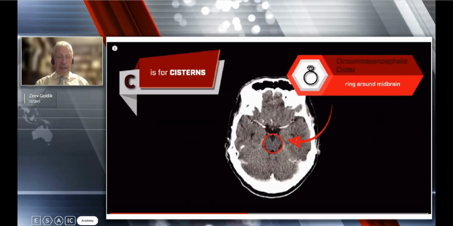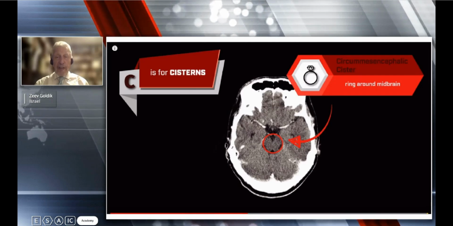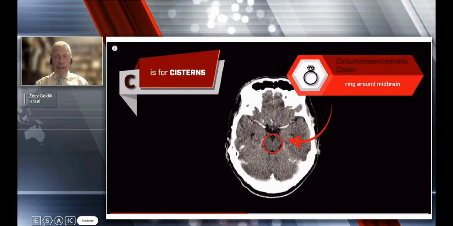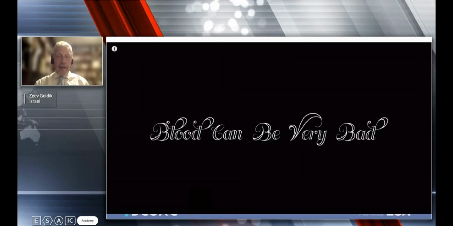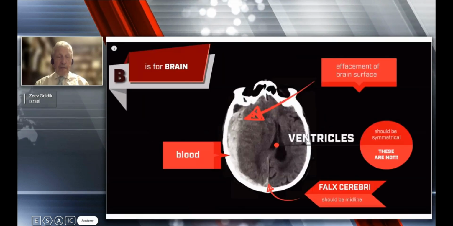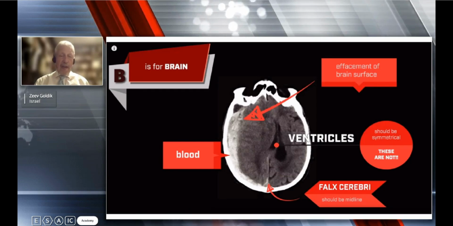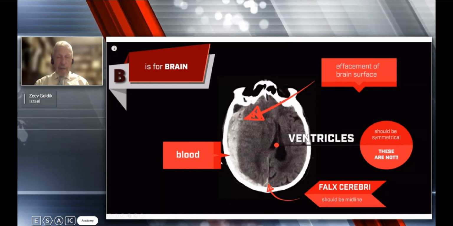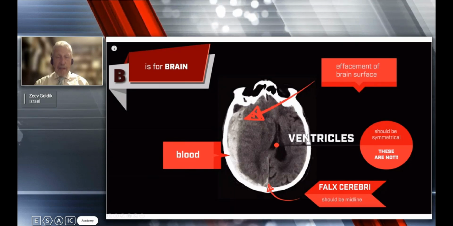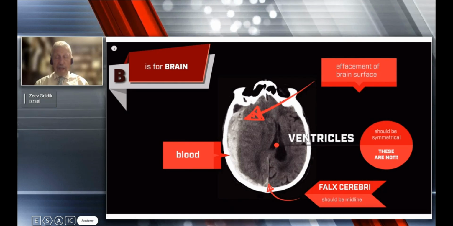C is for cisterns. We have to look, for instance, in this case, at the ring around the midbrain, which is the circummesencephalic cistern, whether they are free or not. Blood can be very bad. The second B is brain. Look at the parenchyma of the brain, whether we can see blood. We have to look at the falx cerebri. It should be at the midline. If it's not at the midline, this is not symmetrical.